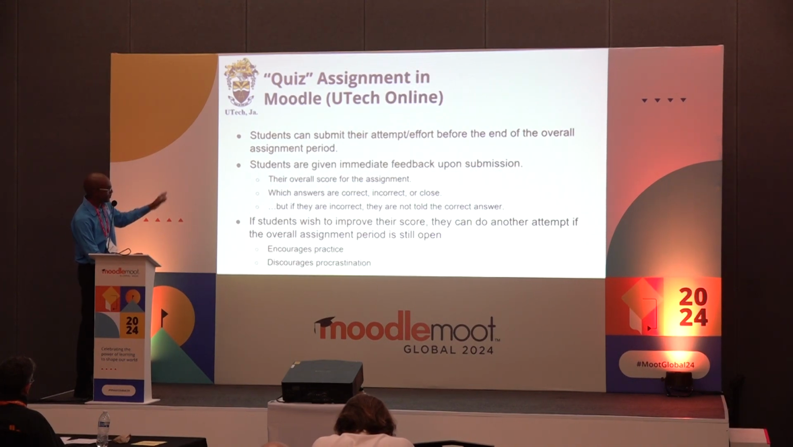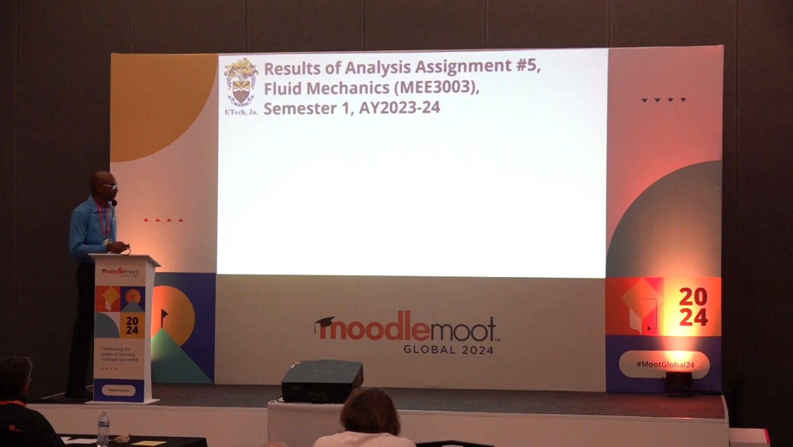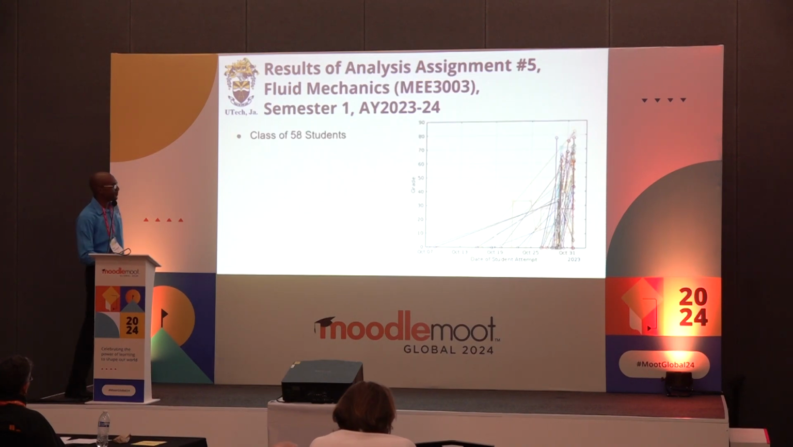And why do I have it open so long and give them several attempts? It's to discourage procrastination. So if you know you can do it more times than one, then it's likely you'll start earlier, so you can get the chance to do it more than once. So here is a graph. It may seem a little confusing, but there's just some things I'd like to capture here. So I had a class here of 58 students. Only 53 did the assignment. Not sure why the others didn't.